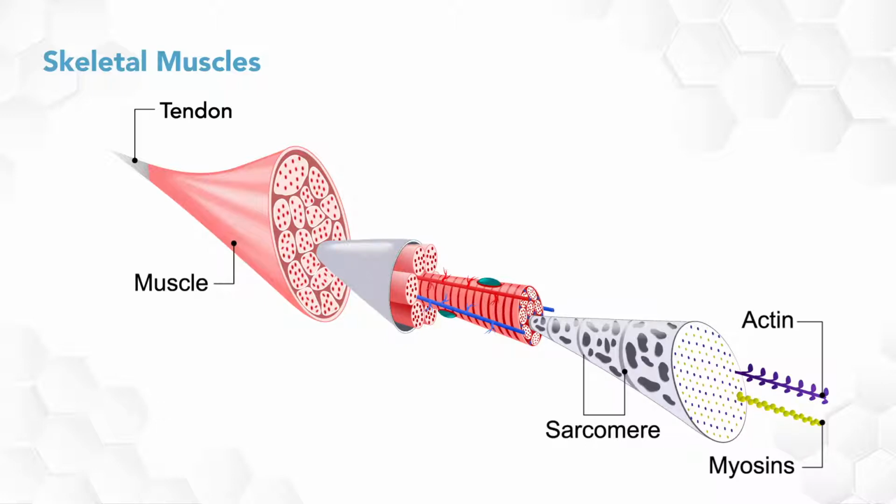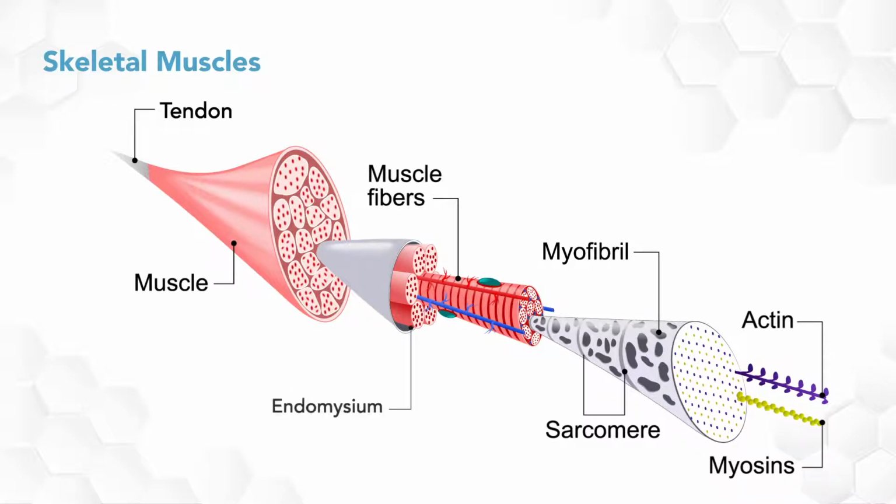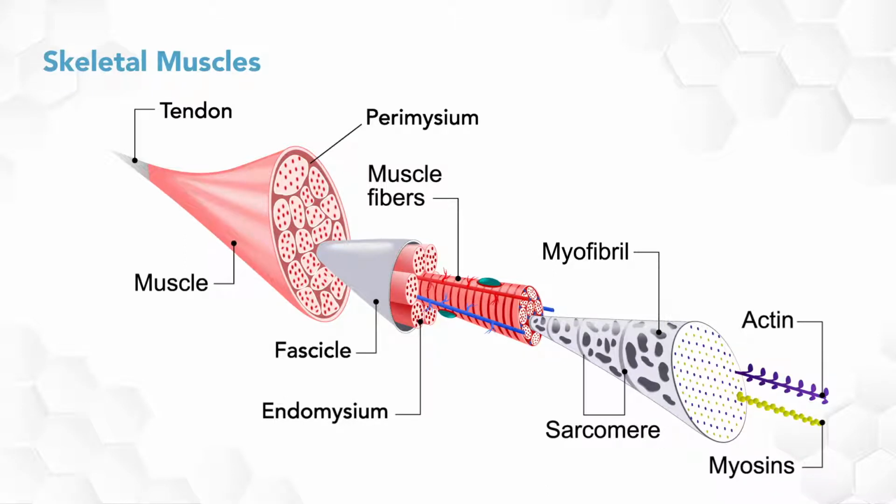Numerous sarcomeres placed end to end make up filamentous protein bundles called myofibrils. Bundles of these myofibrils make up muscle fibers, with each muscle fiber being encased in a connective tissue called the endomysium. This tissue plays a role in transferring force produced by muscle fibers to tendons. Muscle fibers are then further organized into bundles called fascicles. The fascicles are surrounded by another connective tissue called the perimysium.